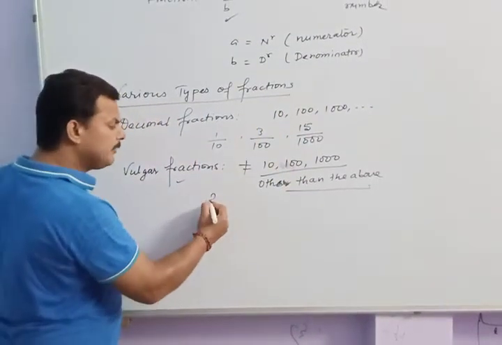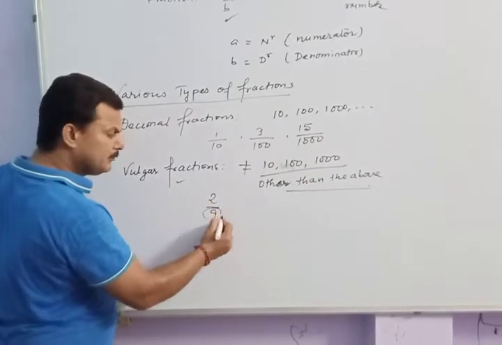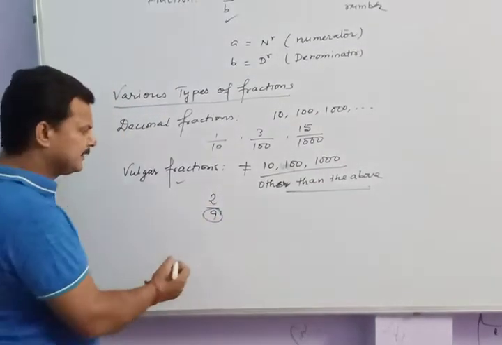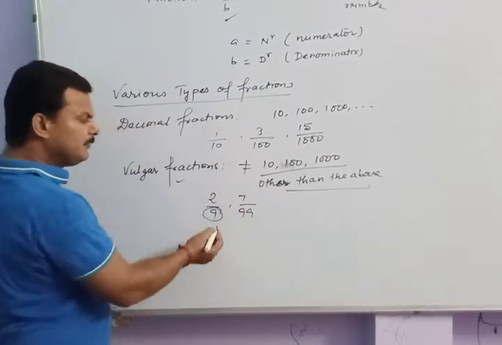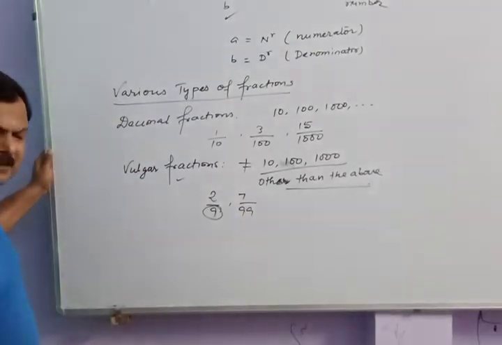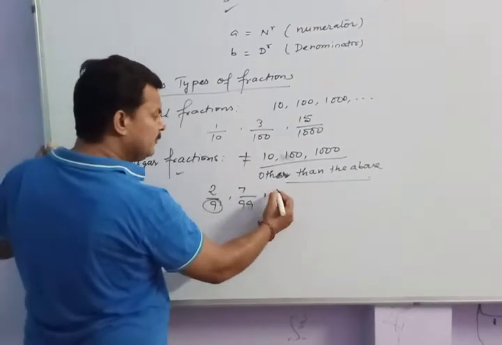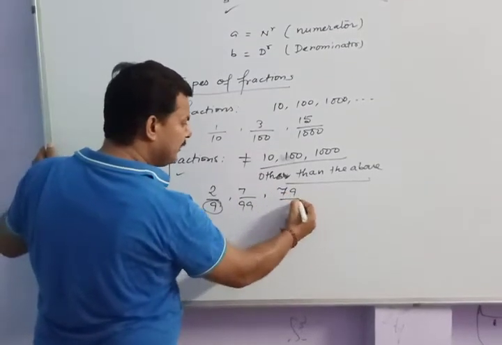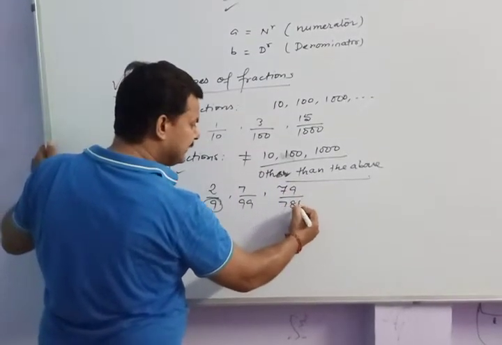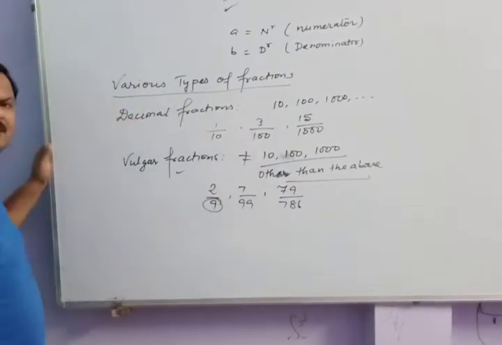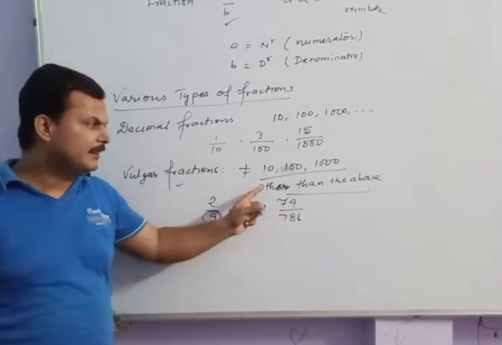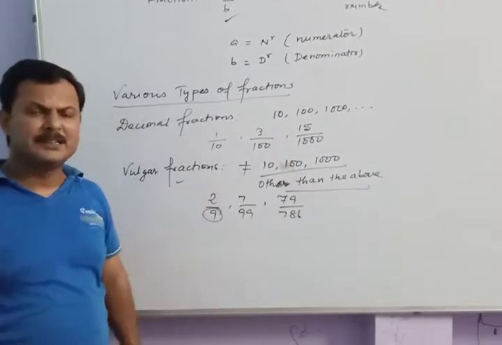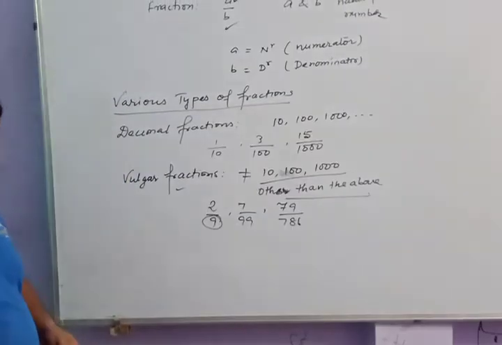For example, if you are writing 2 by 9, the denominator is not 10, it is vulgar fraction. If you are writing 7 by 99, again you are observing the denominator is not 100, it is vulgar fraction. You are writing 79 upon 787, it is again vulgar fraction. The fraction whose denominator is other than 10, 100 and 1000 is said to be vulgar fraction.